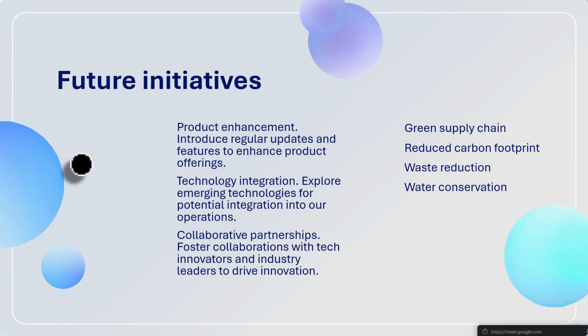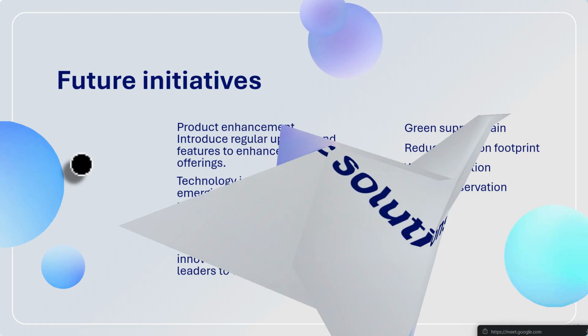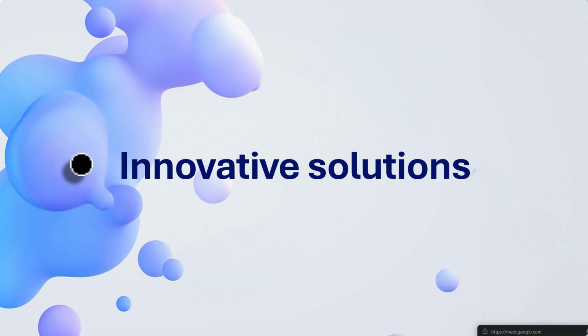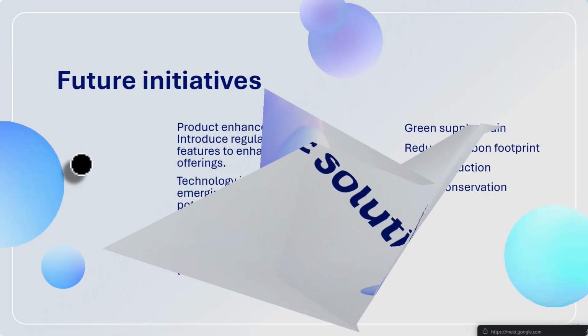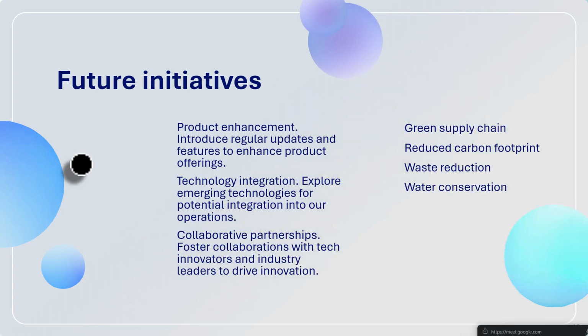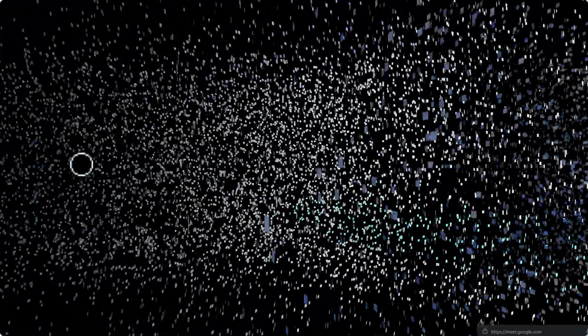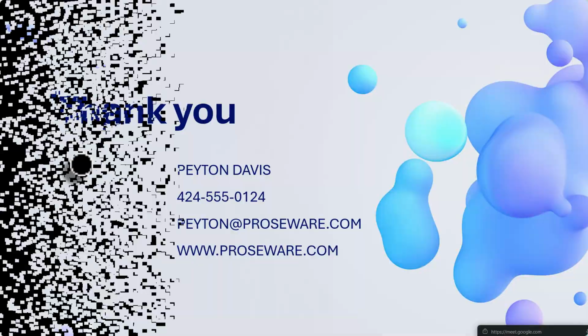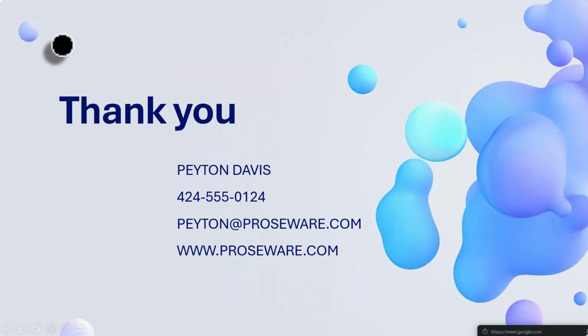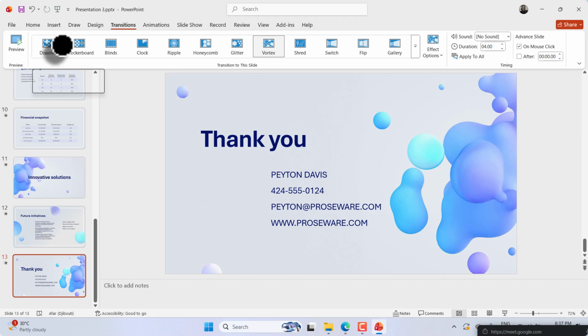So this one is the origami. This is the origami, okay? This is a vortex. So that's all about our presentation. We are done with the transitions like that.